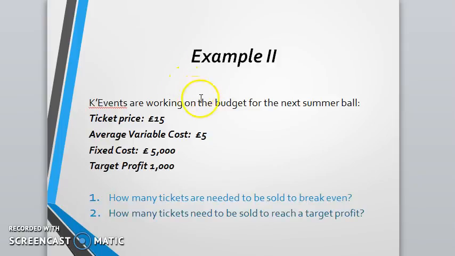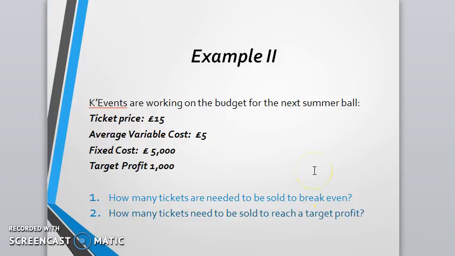Example number 2. K Events are working on the budget for next summer ball. Their ticket price is £15, the average variable cost is £5, the fixed cost is £5,000, and the target profit is £1,000. So again, we're going to do the same thing in order to find how many tickets need to be sold to break even.